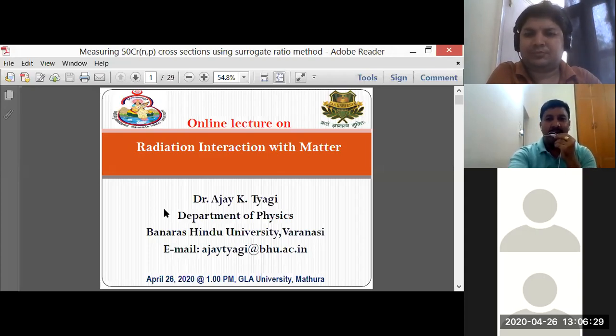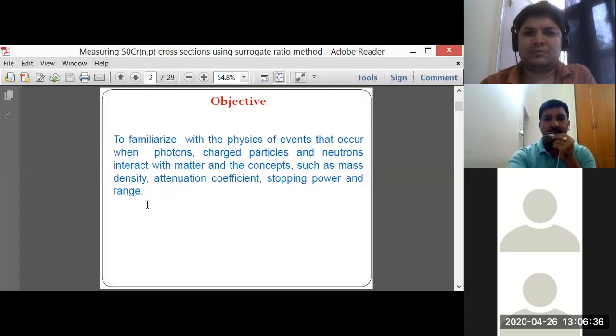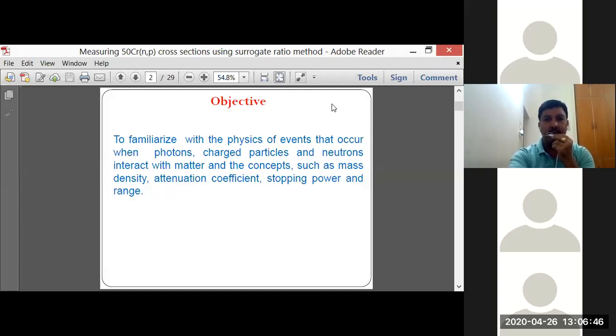Okay. So this is radiation interaction with matter, and let's start it formally. The basic aim of this talk is to familiarize students with the physics of events that will take place when photons, charged particles, and neutrons interact with the material or matter, and the concepts such as mass density, attenuation coefficient, stopping power, and range.